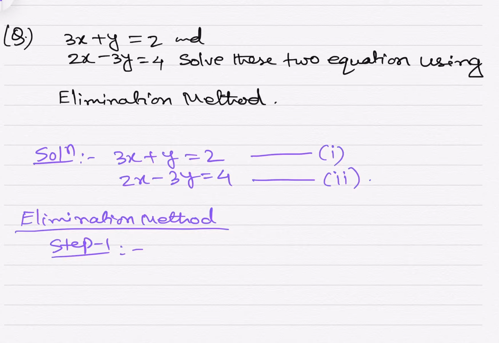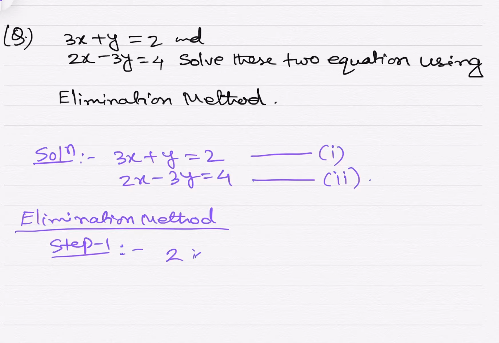Step 1: we eliminate one of the variables from both equations. To do this, we multiply both equations by a suitable number so that the coefficient of one of the variables becomes the same. So now let's start here. In equation 1, we multiply both sides of the equation by 2.